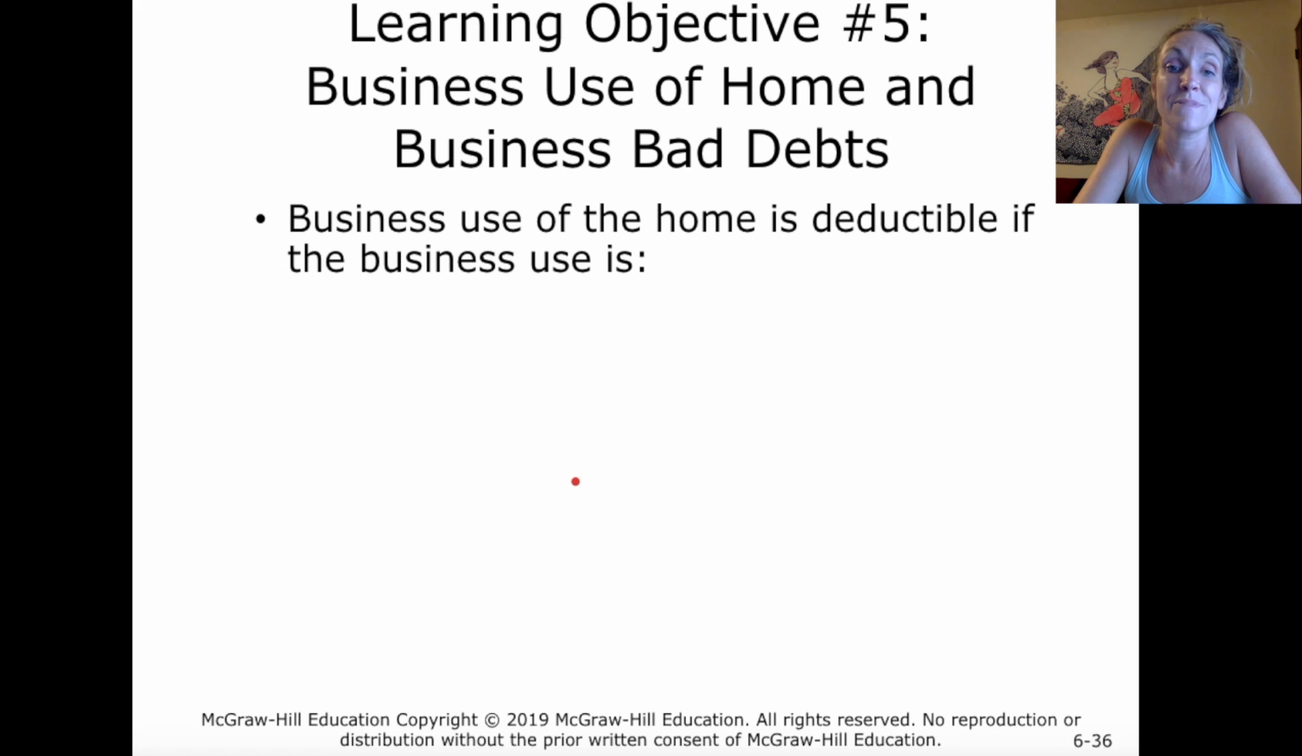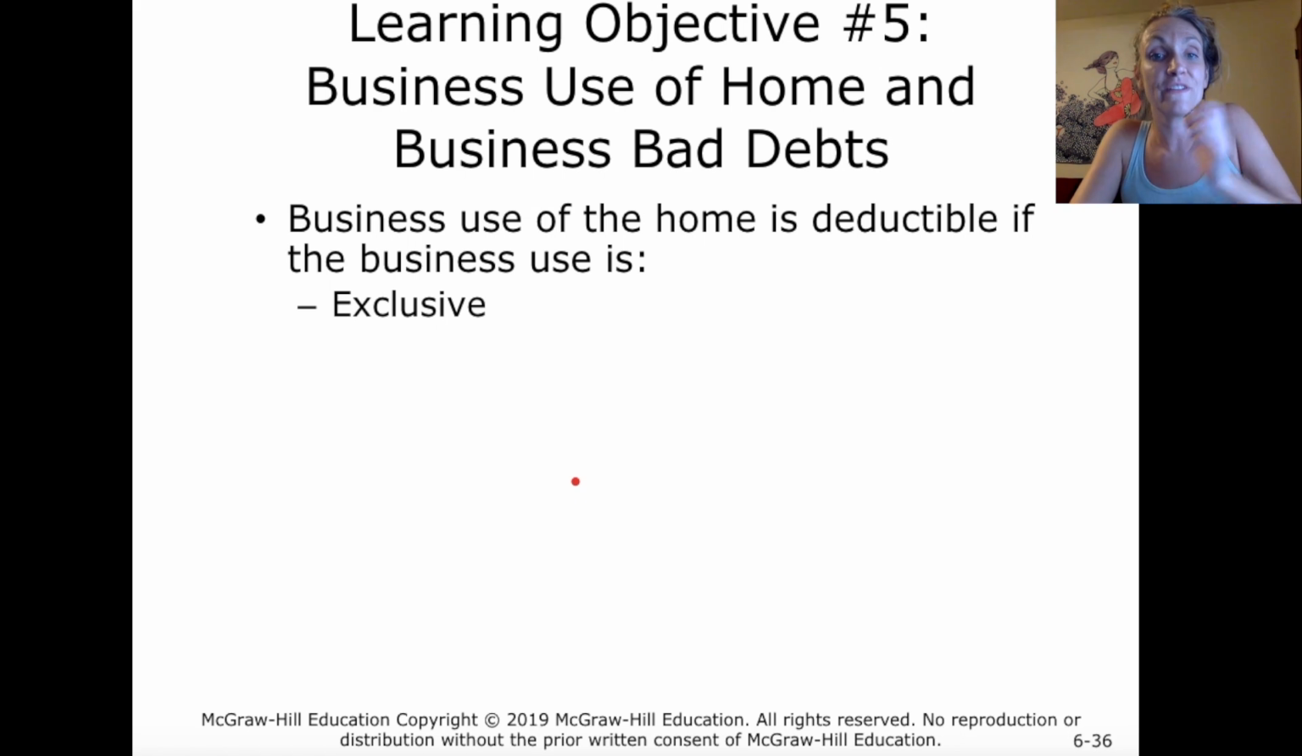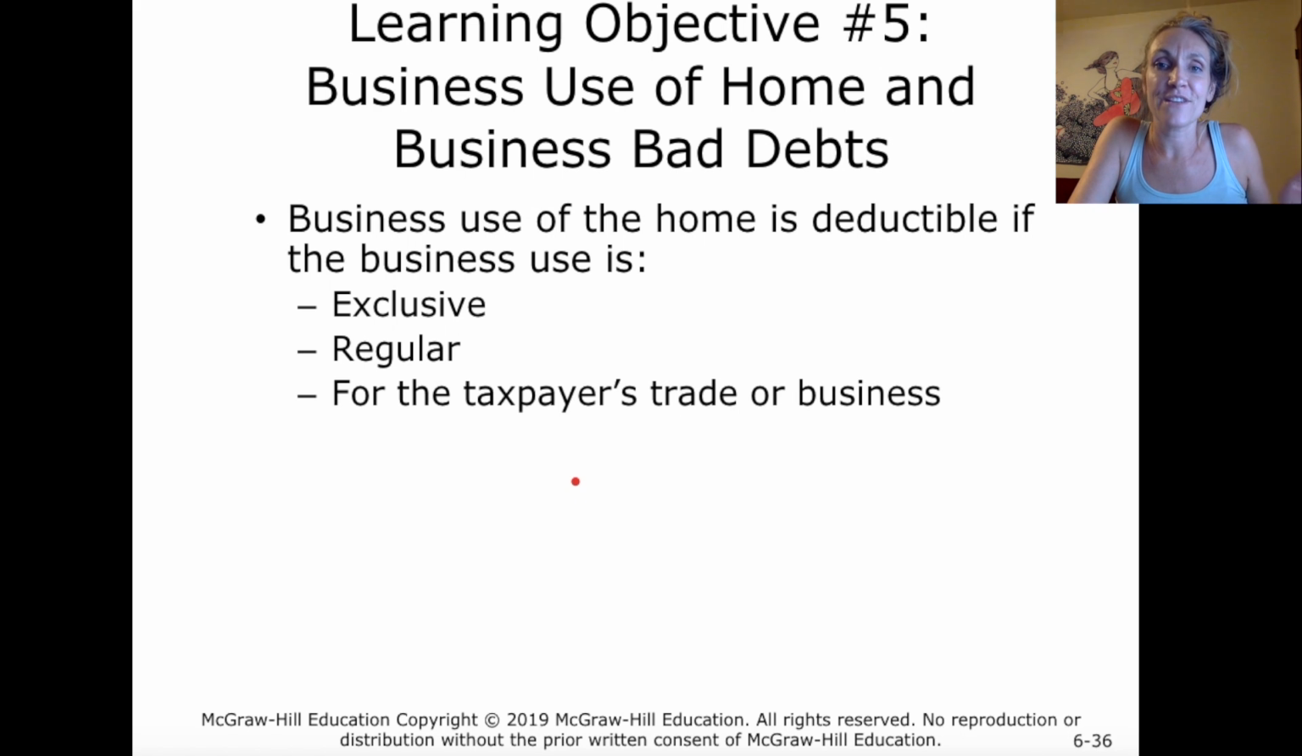Business use of home and business bad debts. So this is called the home office, and an area is deductible if it's used exclusively and regularly for the taxpayer's trade or business. This means that it can't be used to scroll the internet for personal purposes, which is how the home office got a bad rep for a while, because the IRS was pursuing people because they couldn't prove that it was used exclusively, and obviously in most cases it's not.